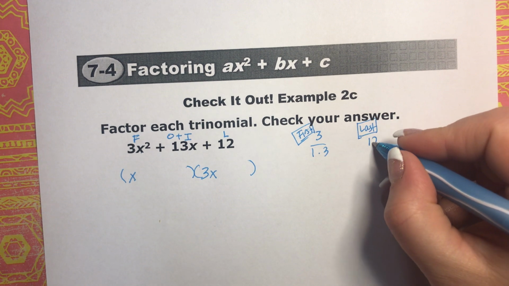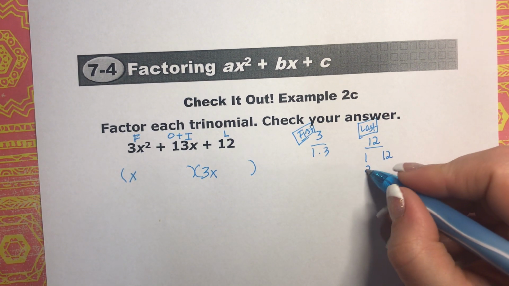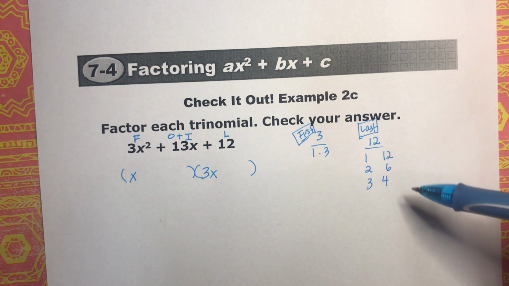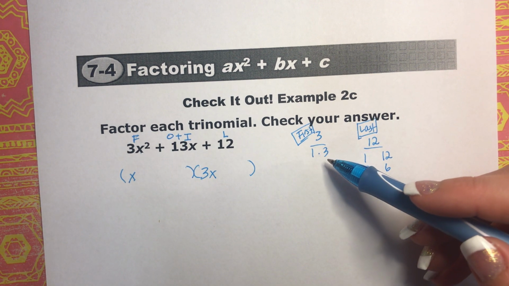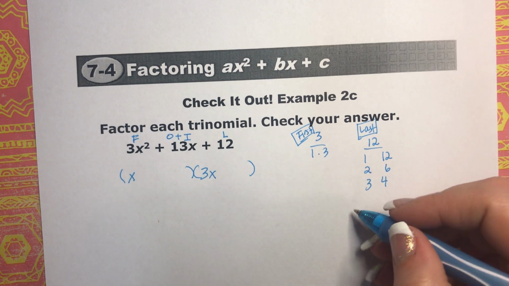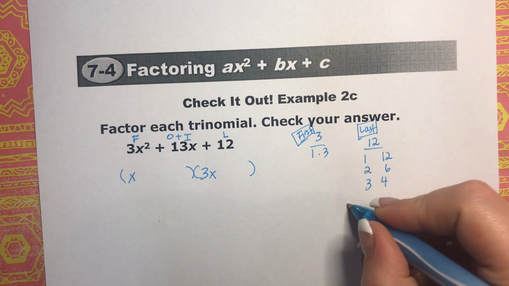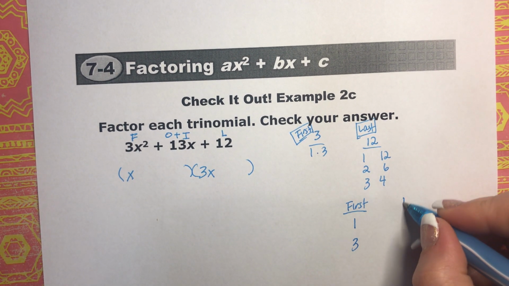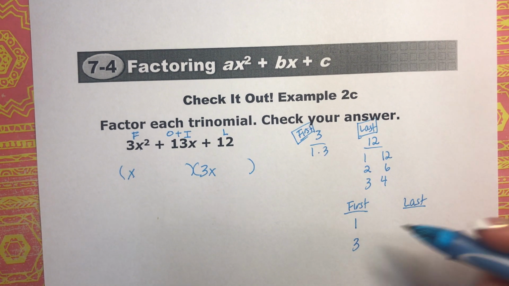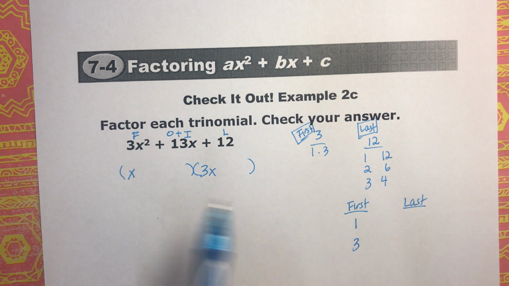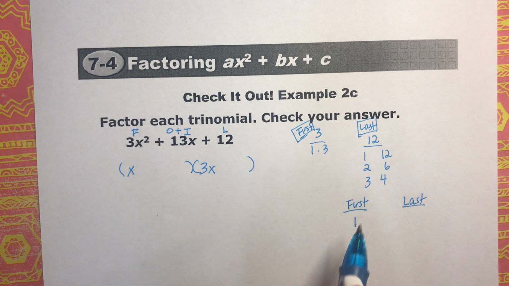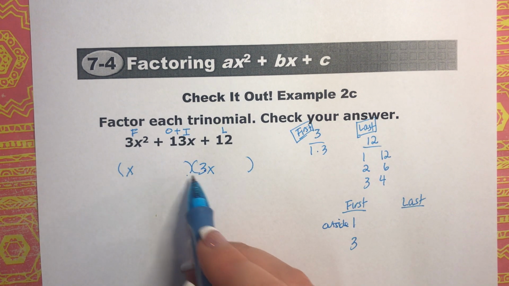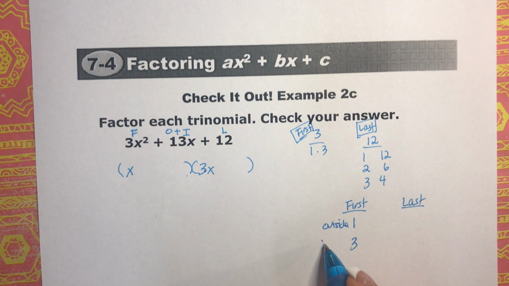Okay, let's look at the last now. So I'm going to look at the factors of 12, which are 1 and 12, 2 and 6, and 3 and 4. Okay, so there's multiple options. So I'm just going to look at the first here, which is going to be 1 and 3. And then I'm going to look at the last here. And first, oh, we know this, right? Because the 1 is here on the outside. That means whatever goes with the 1 is going to be on the outside. And the 3 is on the inside, so whatever goes with the 3 is going to be on the inside.